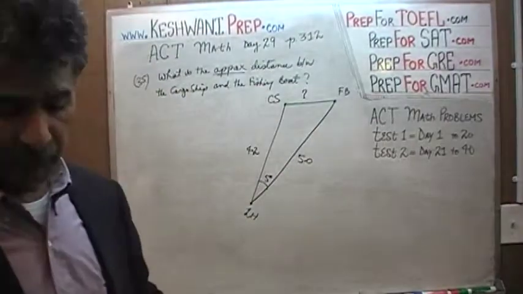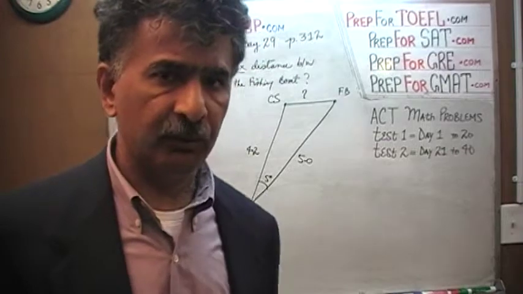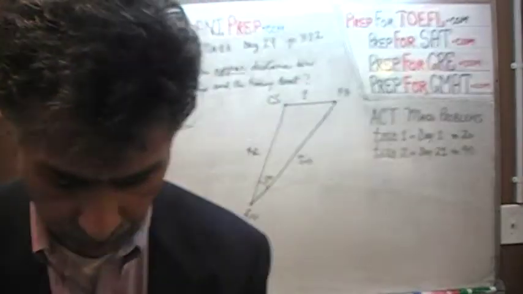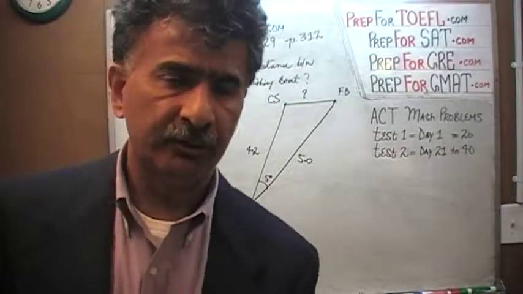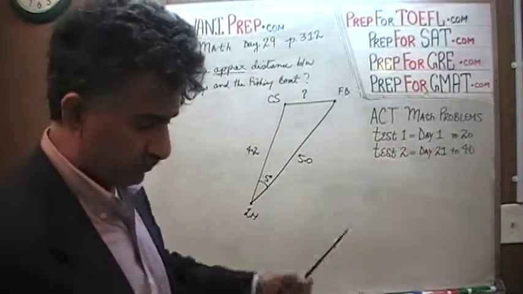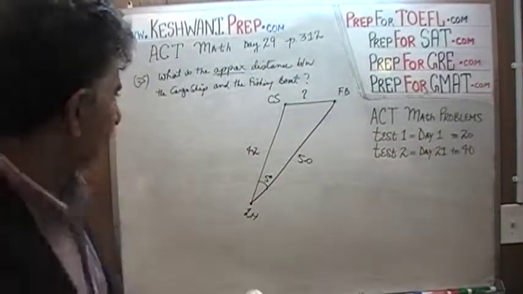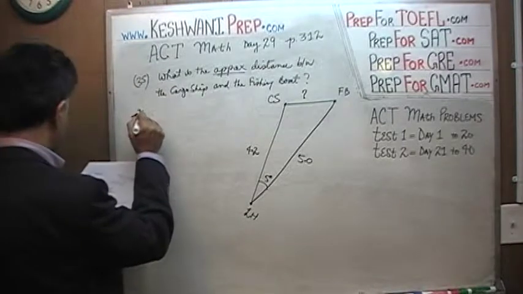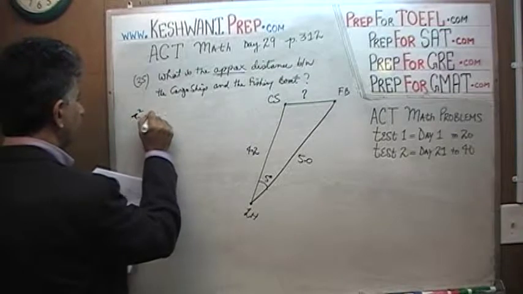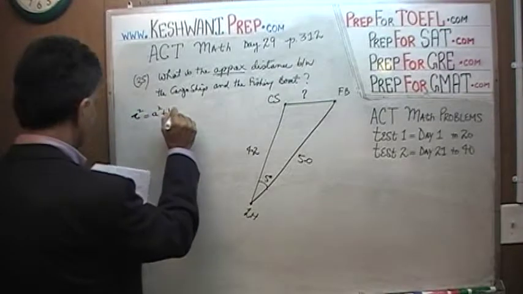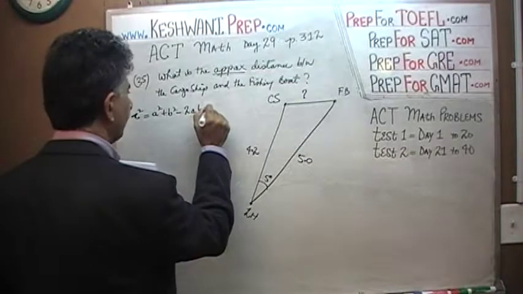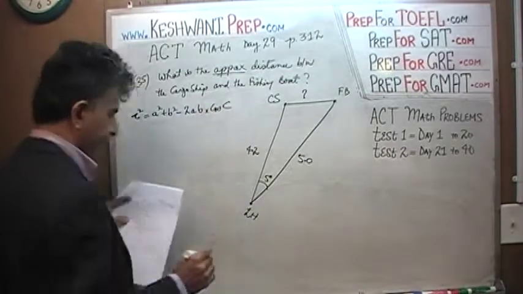And then they go on to give us a formula. It's a very straightforward, simple question because they're actually nice enough to give us the formula that we need to employ to figure out the distance that we are interested in, which is this distance between the cargo ship and the fishing boat. And the formula that they give us is this. C squared, pay attention, is a small c squared, is equal to a squared plus b squared minus 2 times ab times cosine of C.